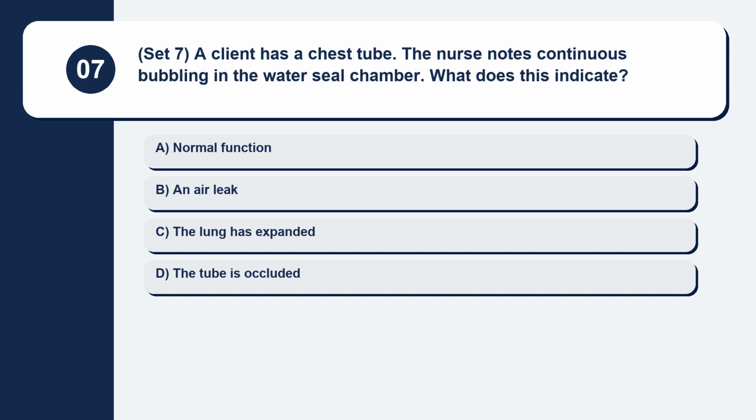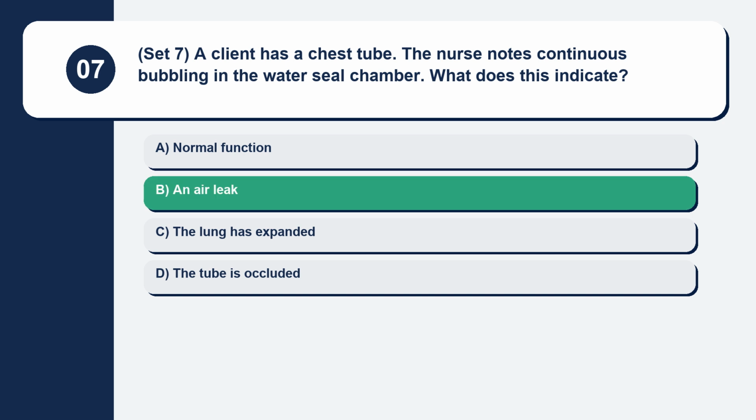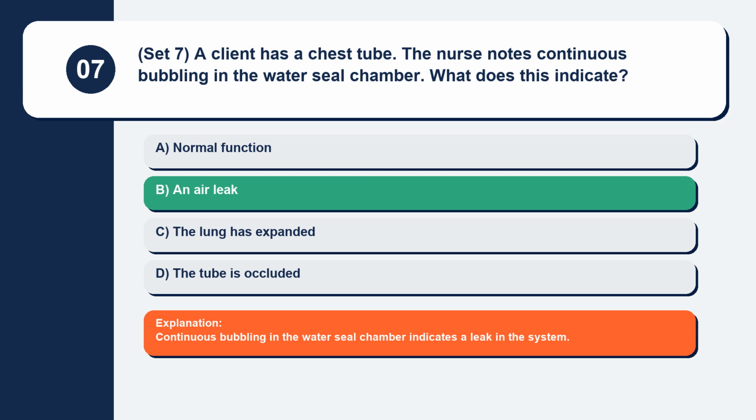Question 7. Set 7. A client has a chest tube. The nurse notes continuous bubbling in the water seal chamber. What does this indicate? Normal function, an air leak, the lung has expanded, the tube is occluded. Continuous bubbling in the water seal chamber indicates a leak in the system.